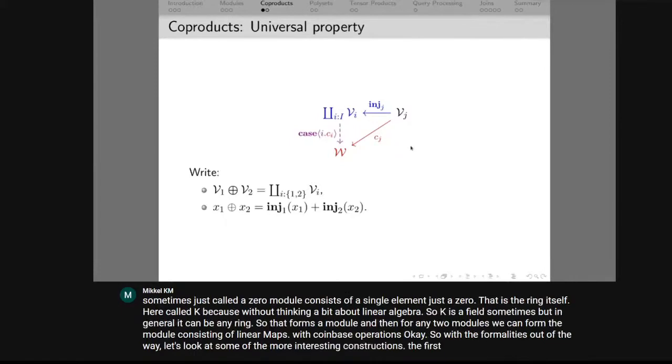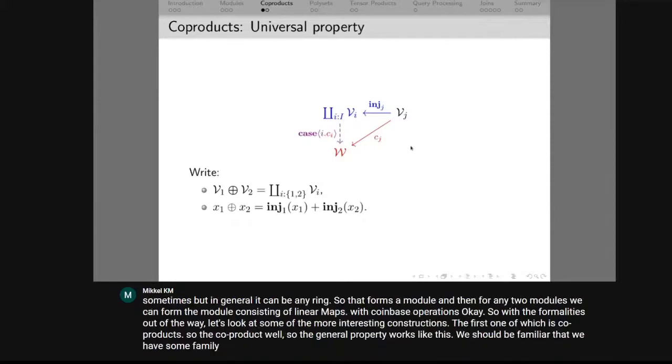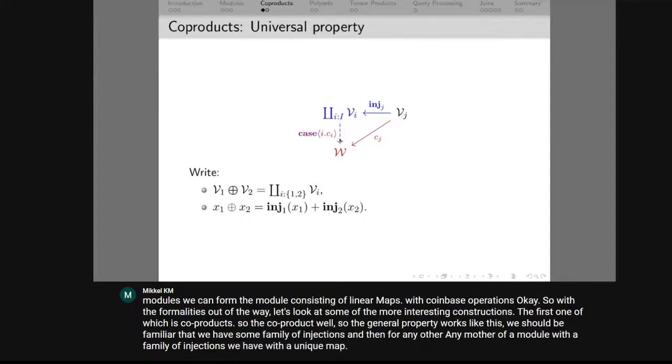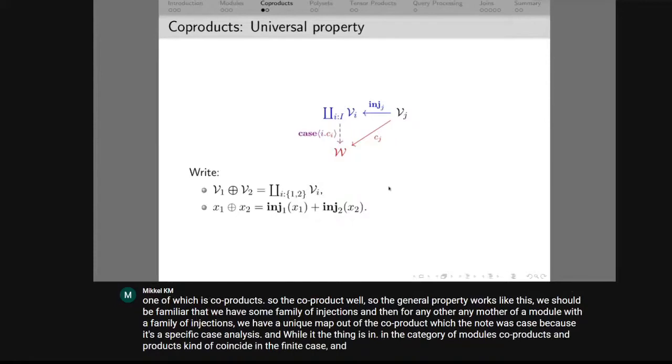The first one of which is coproducts. So the general property works like this, which should be familiar: we have some family of injections, and then for any other module with a family of injections, we have a unique map out of the coproduct, which we denote with case because it's essentially case analysis. And the thing is, in the category of modules, co-products and products coincide in the finite case, but we're not going to talk much about products here.